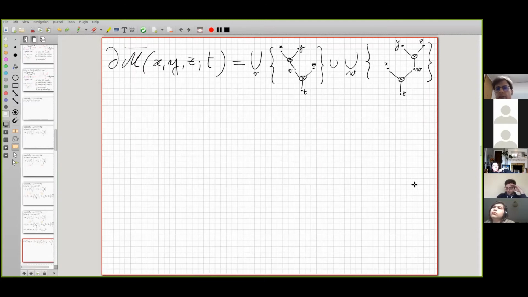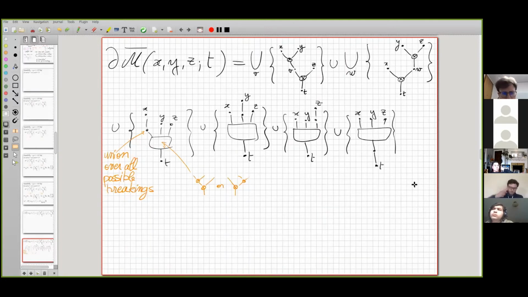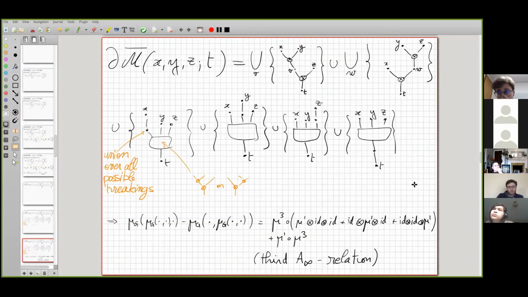But in fact, you can have more breaking than that, because you can also have breaking at the semi-infinite trajectories. So you can also have things like that. So then that implies that these product structures are associative, well, up to homotopy, and the homotopy is given by a mu3. So that's the third infinity relation, and roughly this kind of thing would give you the mu3.